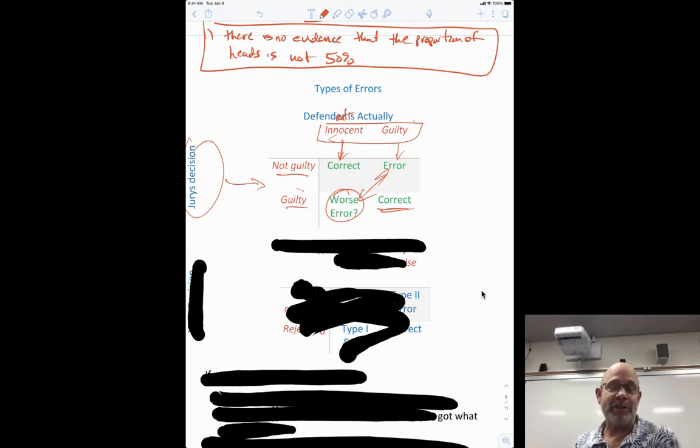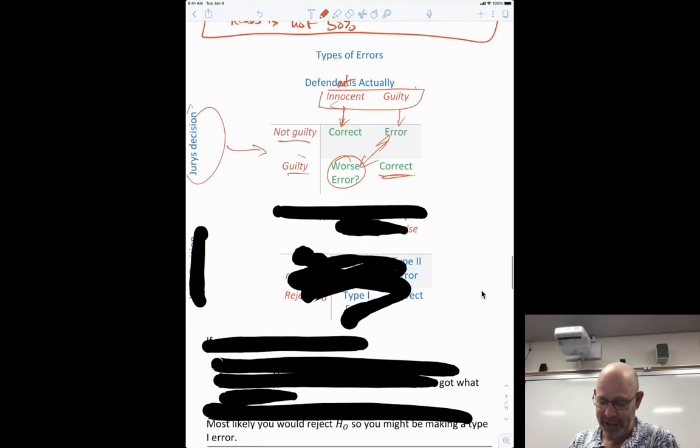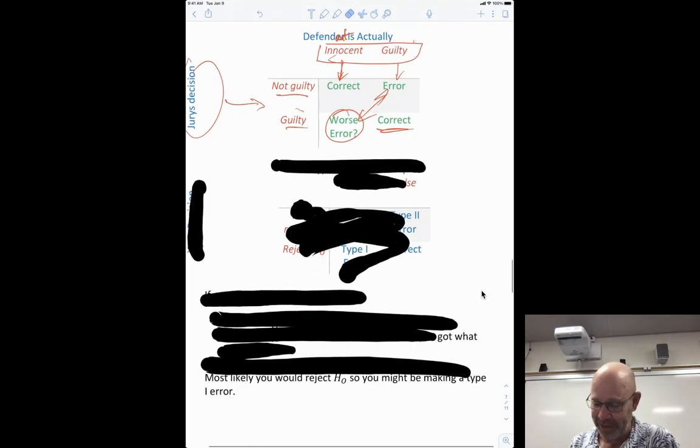I don't want a guilty person to be set free, which means I don't need much evidence. Oh, hey, someone thought it was you? Yeah, you're gone. But you don't want the innocent person in jail, so that little evidence is not good for you. You need more evidence, right? So it just depends. It's the same thing in a test.